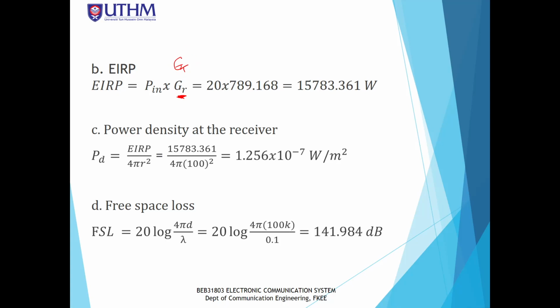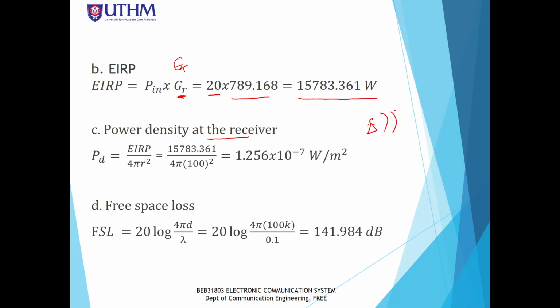Okay, gain of the transmitter antenna. So, P input is 20 watt multiplied with the gain 789.168. So, we get 15783.361 watt. Okay, this is EIRP. Kemudian, the question asks, how much is the power density at the receiver side? Okay, so tadi ada gambar yang ni.